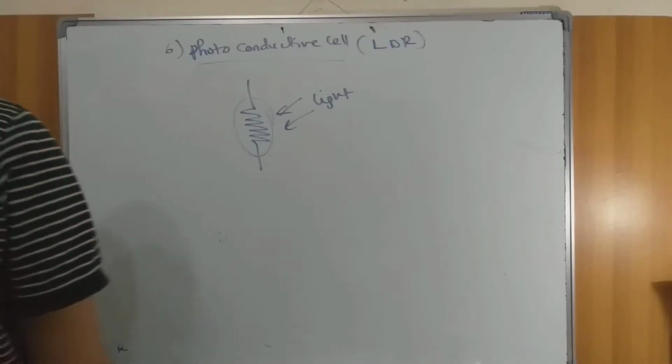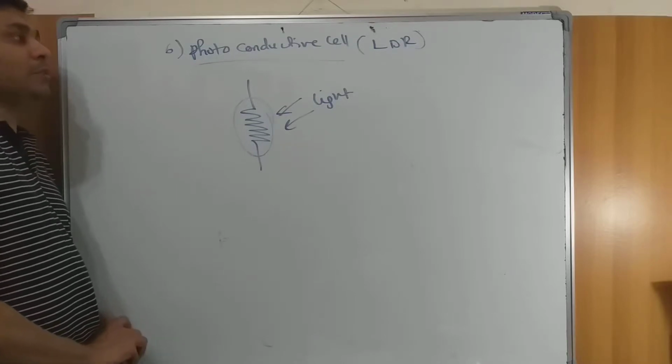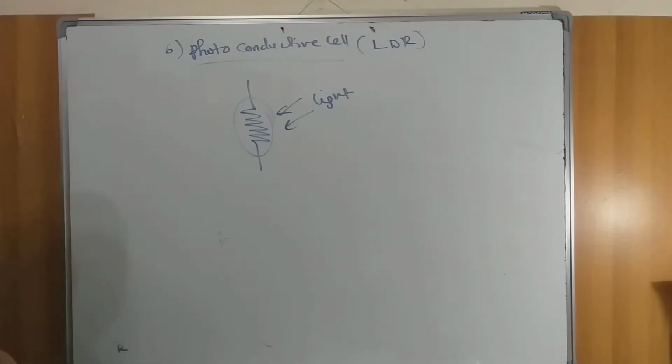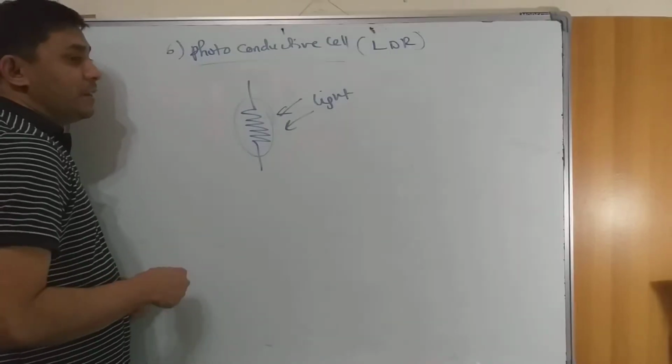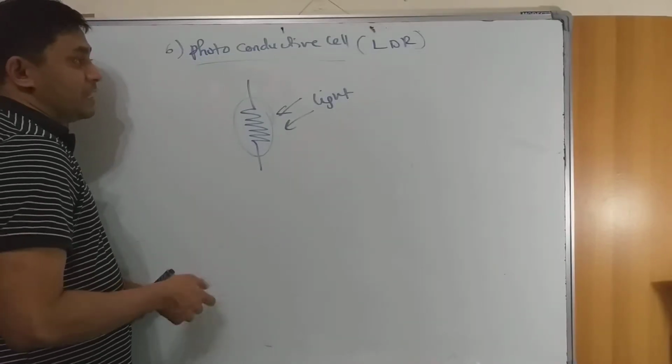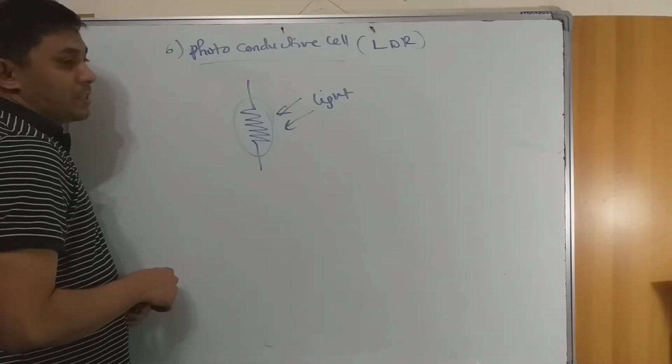Next type of transducer is the photoconductive cell. It's also a variable resistor whose value of resistance depends on the amount of light incident to it. So this device is also working with a negative relationship with respect to light. The more the light, the less the resistance, and vice versa.